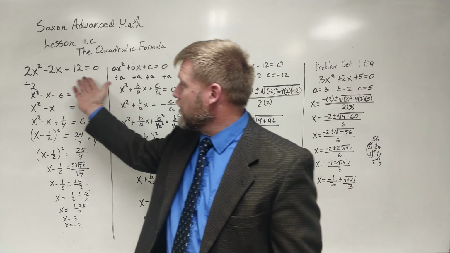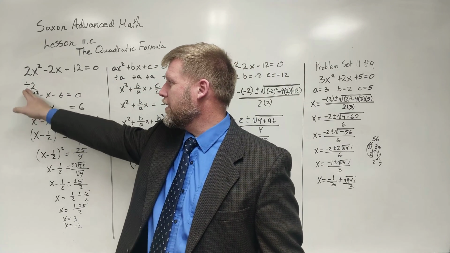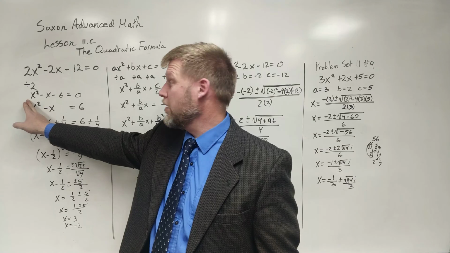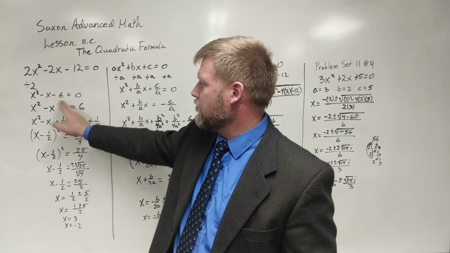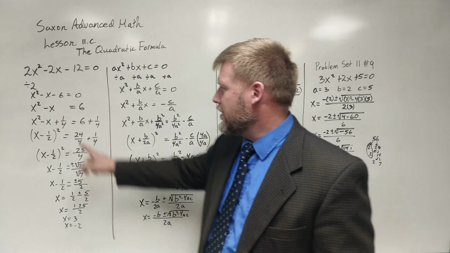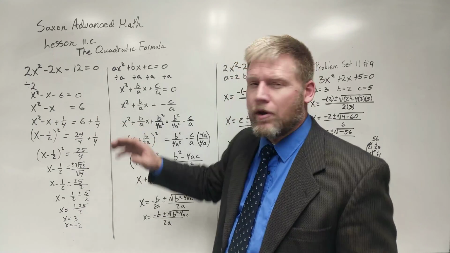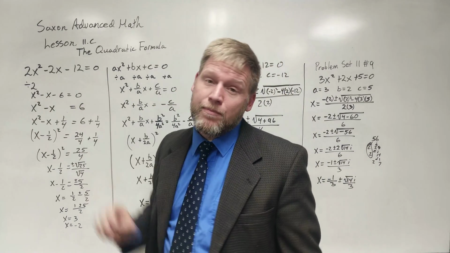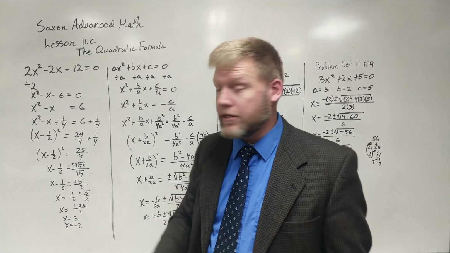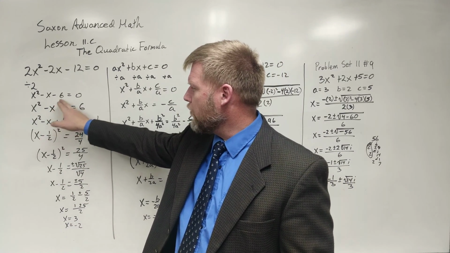What I would do to start with is write it out and divide everything by 2, because in order to complete the square I need the a value, the first value, to be 1. Everything divides by 2, which is nice. It leaves me with this right here. I move the 6 over to the right hand side. Remember that a perfect square trinomial works that way because half the middle term squared is the third term. So half of 1 squared would have to be 1/4.